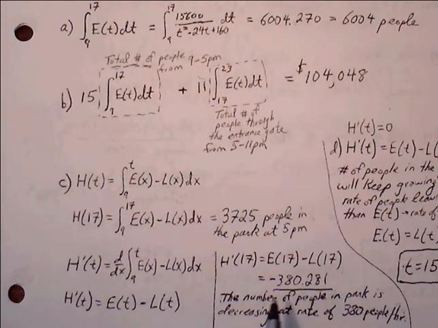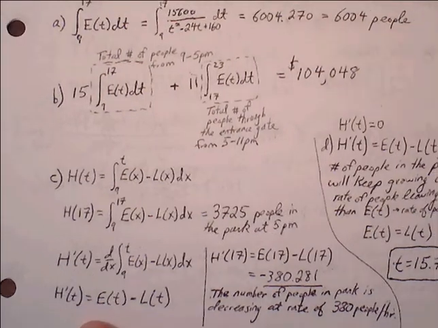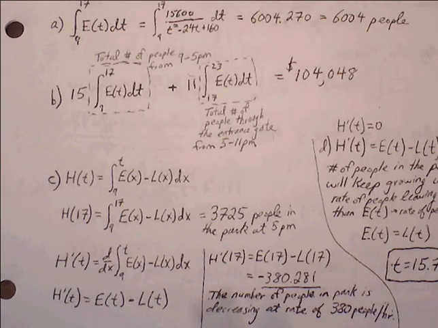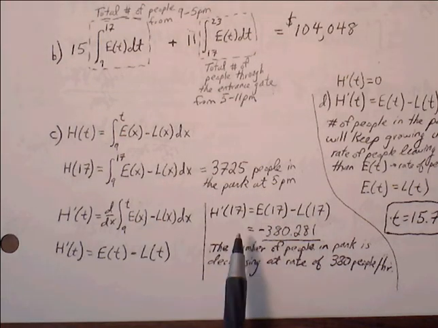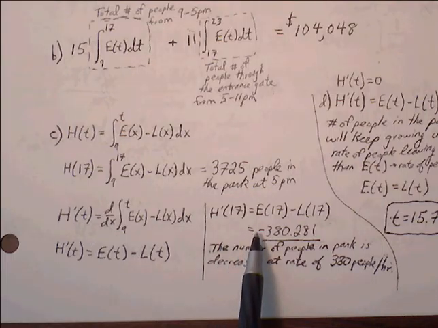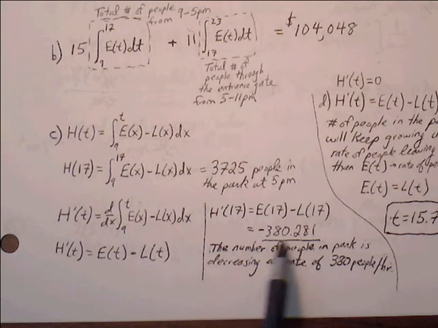So this tells us that at 5 p.m., there are more people leaving the park than entering the park at the rate of 380 people per hour. And this should make sense, just because at 5 p.m., closer to the end of the day, we expect more people to be leaving the park than entering the park.